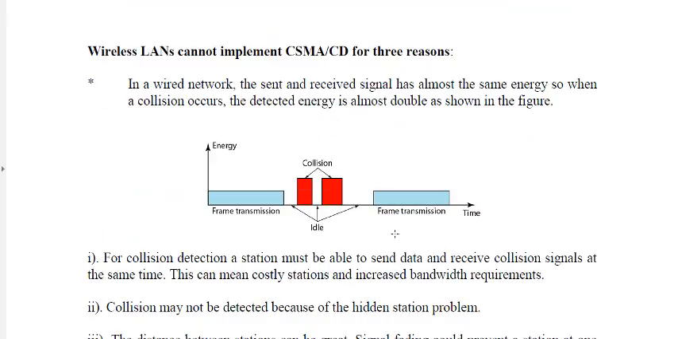You can see when a frame is coming from this side and a frame is coming from that side, when these two frames collide, the voltage moves from 0.2 volts to something around 0.4 volts or 0.35 volts approximately. That itself is sensed by the stations. So these are the things that happen in the case of CSMA.